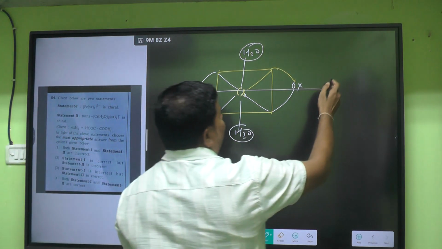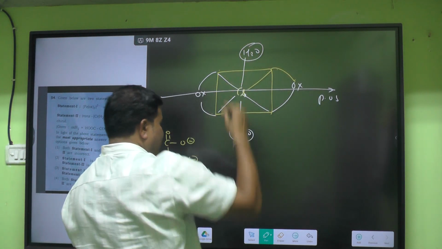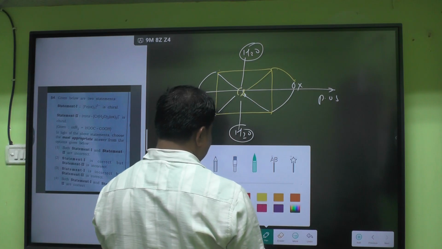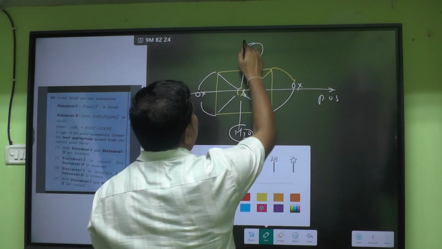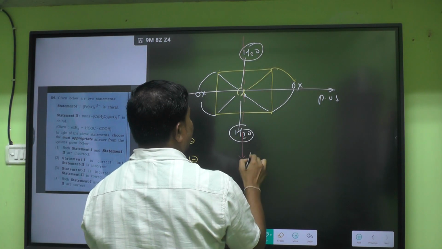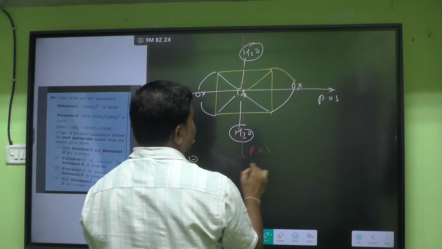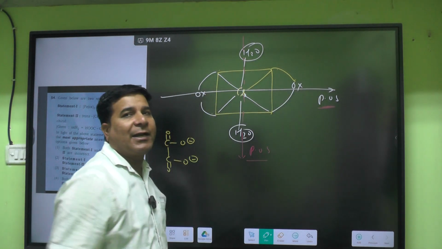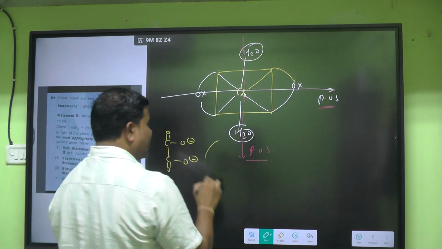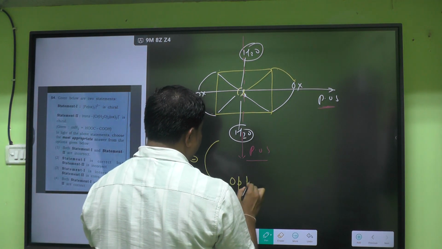Okay, the plane of symmetry can cut this side and also this side. Remember, here is the plane of symmetry, on both sides. That's why it is optically inactive. The molecule will be optically inactive.